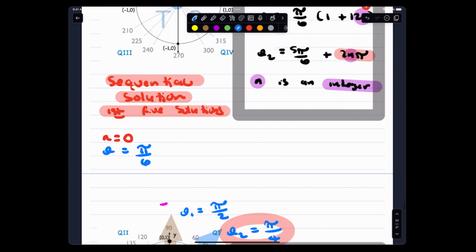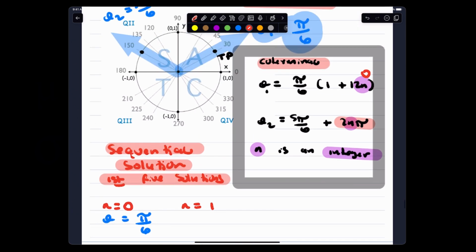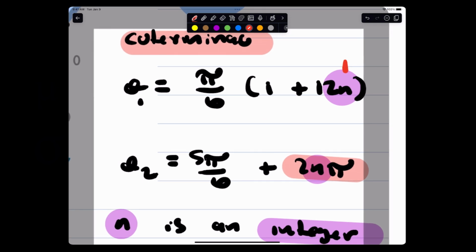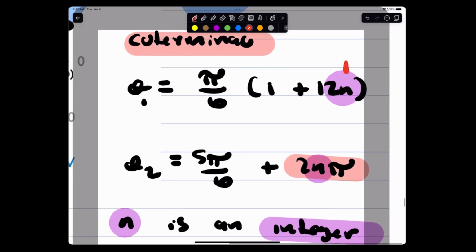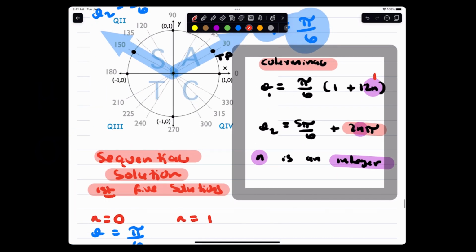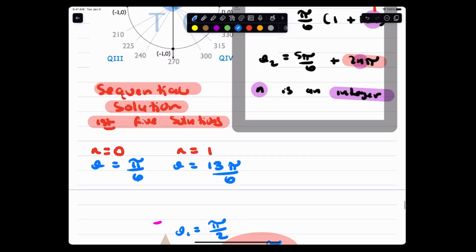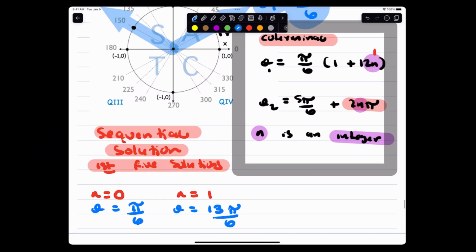And so you say, well, how do I get another solution? Well, change the value of n. Let n be now what? 1. So if n now is 1, go in and plug in 1. What's 12 times 1? 12. What's 1 plus 12? 13. You know what the second solution could be? What's that going to be? 13 pi over what? 6.